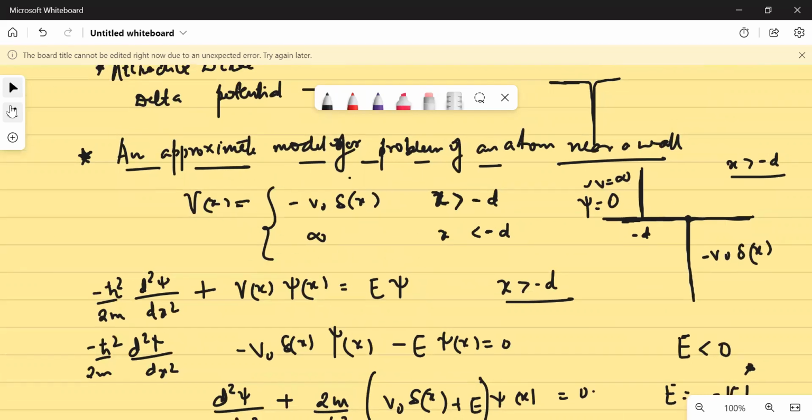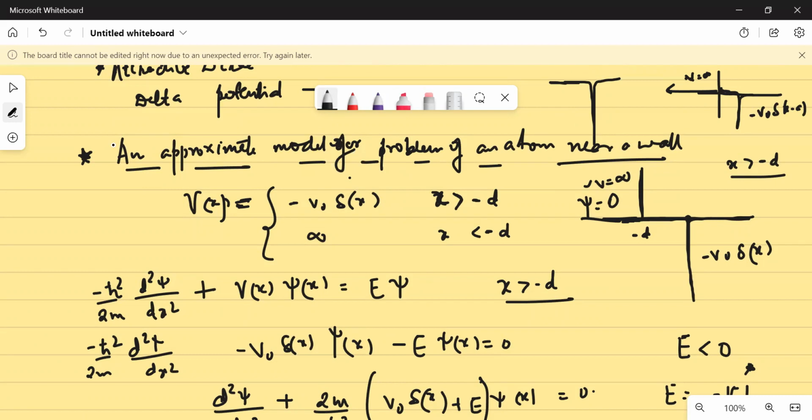This is the system. V of x is equal to minus V naught Dirac delta of x for all x greater than minus d, and for all x less than minus d, your potential is infinite. The same question that we were doing yesterday, but because Kalpana was not there yesterday, I'm revising that with a slightly different version of the same. Yesterday we were doing that at x equal to 0 you had an infinite potential, for all x less than 0 you had an infinite potential, and for all x greater than 0 you had an attractive Dirac delta potential at x equal to a. Yesterday's last problem.